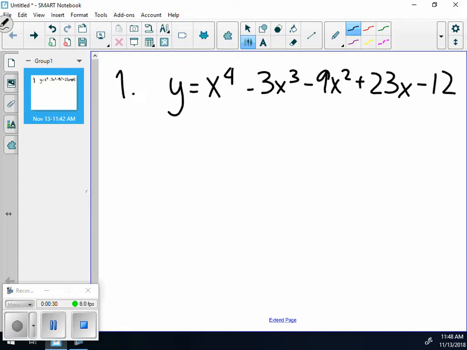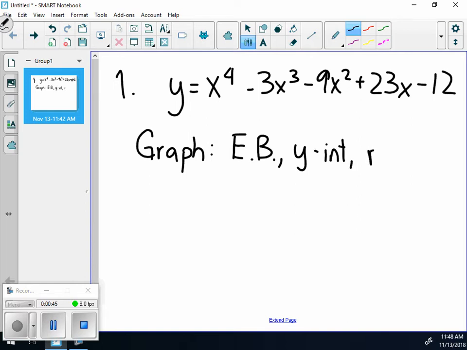From this polynomial, we want to graph the polynomial. And when we graph it, we want this to include the proper end behavior, the y-intercept, and the roots of our polynomial.